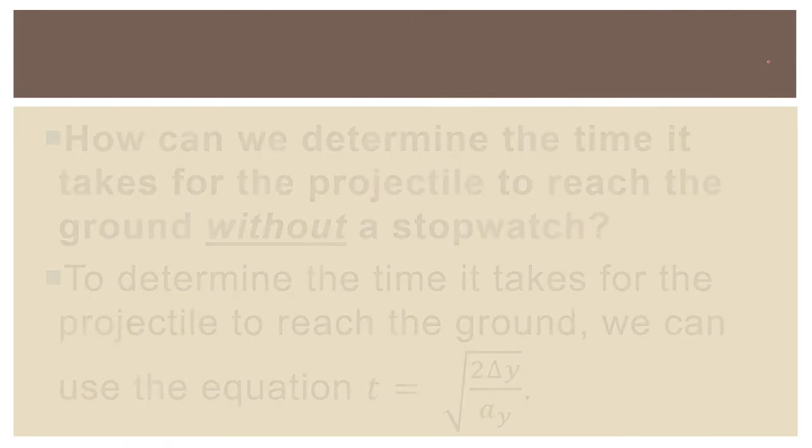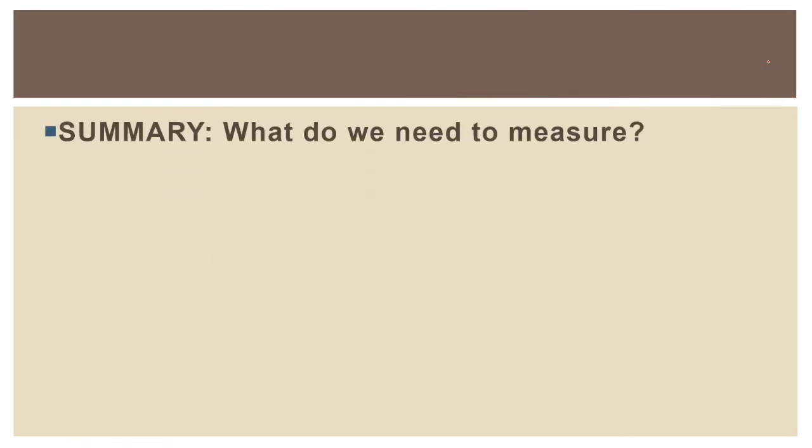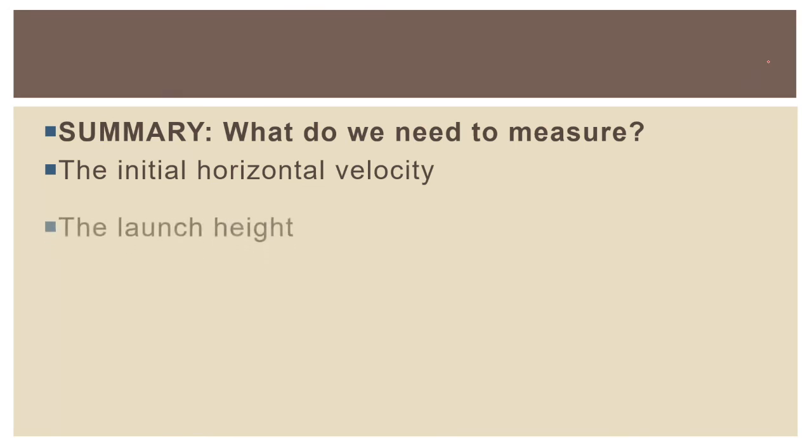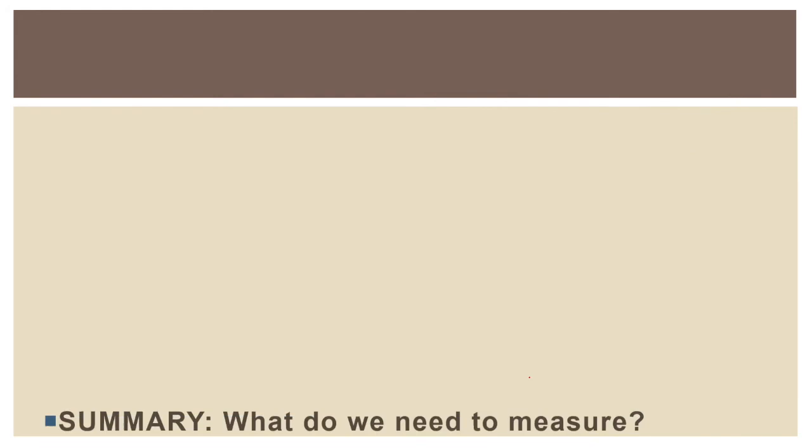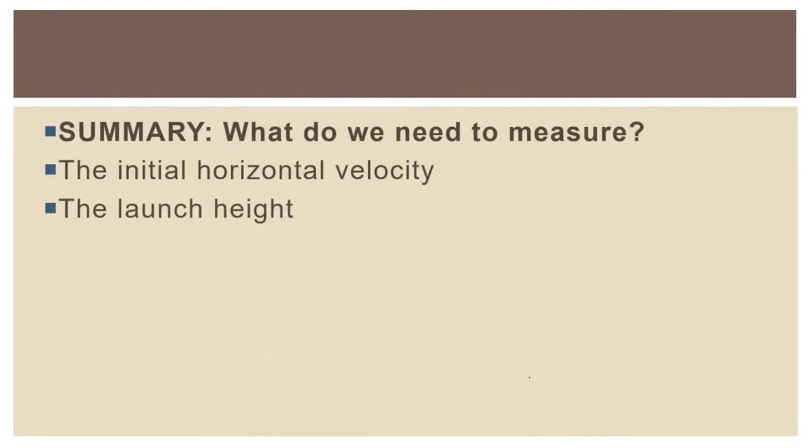So, to summarize, what do we need to measure? Well, we need to measure the initial horizontal velocity. And we also need to measure the time, but we don't have stopwatches to do that. So we need to measure the launch height. Notice if we go back to that equation real fast, the acceleration due to gravity, ay, is a number we already know on the surface of the Earth, so we don't need to measure that. All we need to measure is delta y. So those are the things that we need to measure.